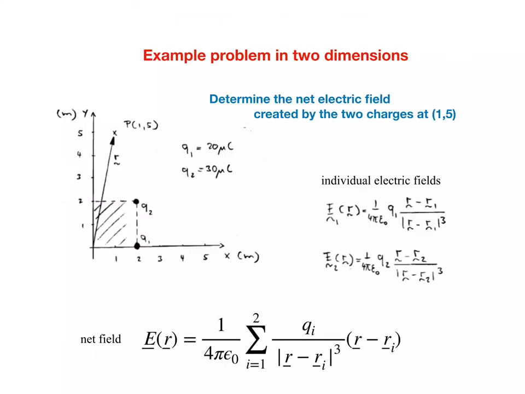This slide presents an example problem in 2 dimensions. In the xy plane measured in meters, 2 point charges Q1 and Q2 are placed at locations 0, 2 and 2, 2. Q1 has a charge magnitude of 20 microcoulomb and Q2 is equal to 30 microcoulomb. The expressions for the individual field vectors are given on the right. In order to determine the net electric field E of r at the point of interest 1, 5, the individual fields have to be calculated and added according to the principle of linear superposition.